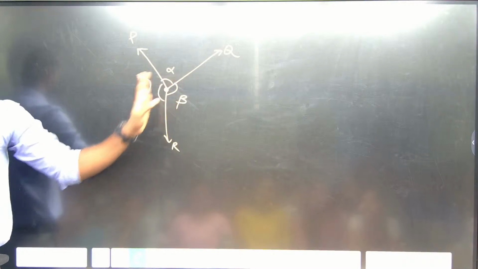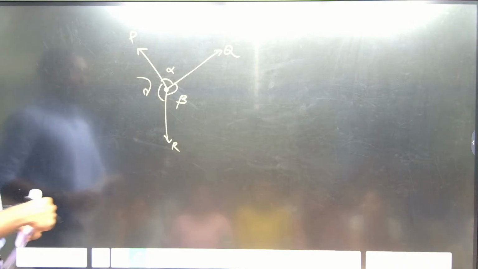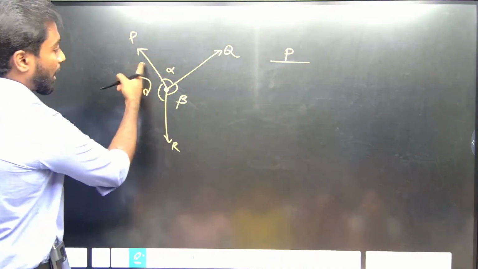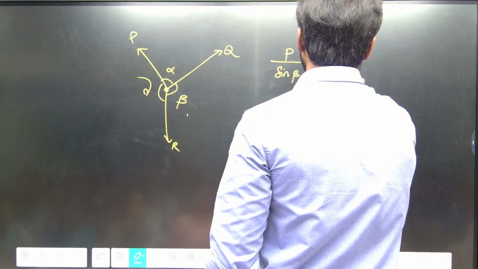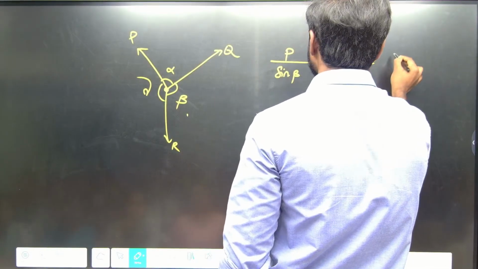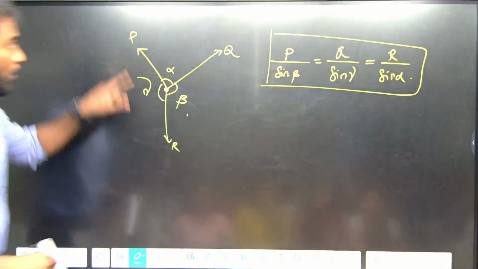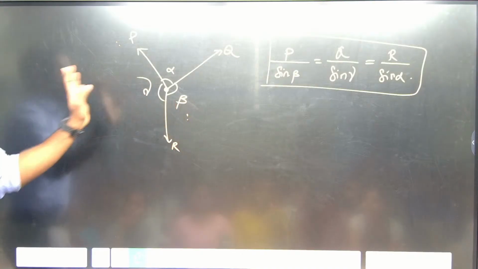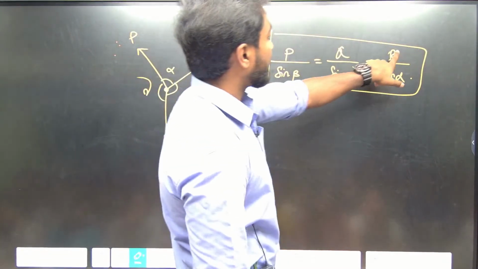Lami's theorem is used to find the forces at a concurrent point. If I want to find the force P, P divided by the sine of the opposite angle, sin beta, should be equal to Q divided by the sine of the opposite angle of Q, gamma, equal to R divided by sin alpha. Getting the point? Whatever force I am taking, I should write the opposite angle. Only remember the force and the opposite angle. So P by sin beta, Q by sin gamma and R by sin alpha.